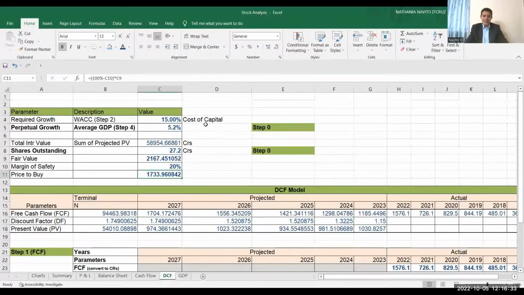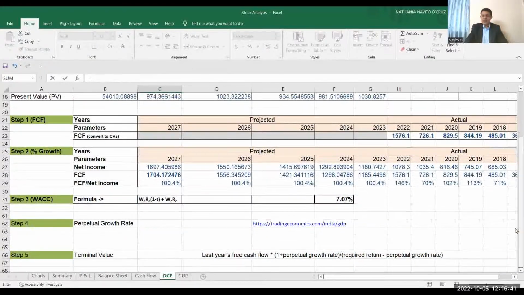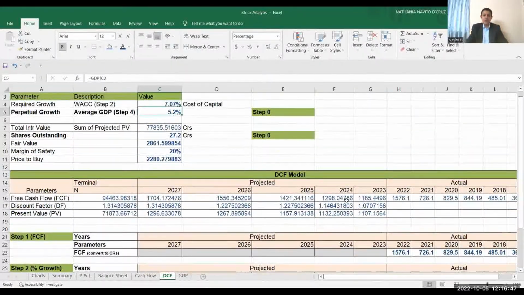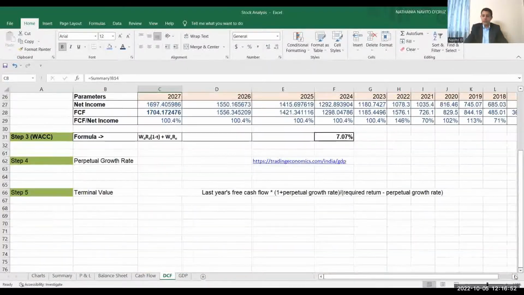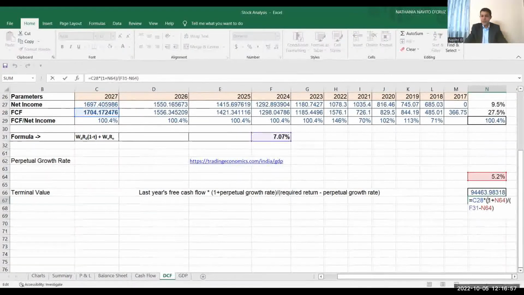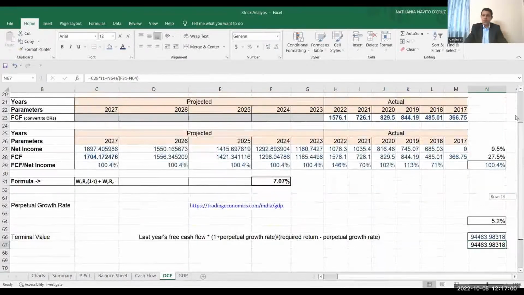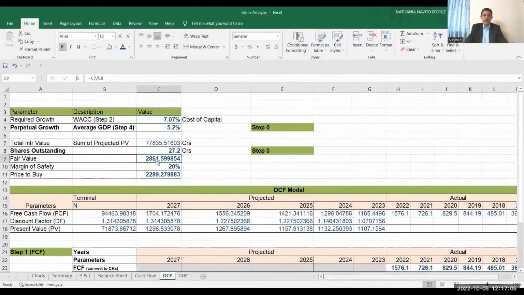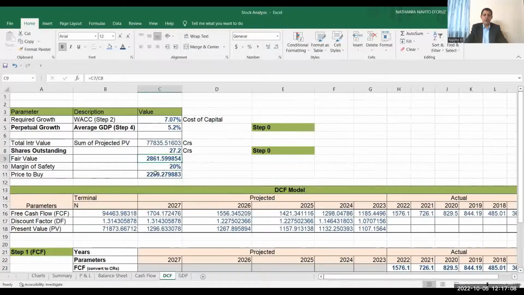So now let us quickly see our cost of capital, that is our WACC. Let us keep it the same as 7.07. And if we use 7.07, then we also have to... Right. This is already considering 7.07. So by considering 7.07, this is the fair value of the company, 2861, and the adjusted value is 2289.